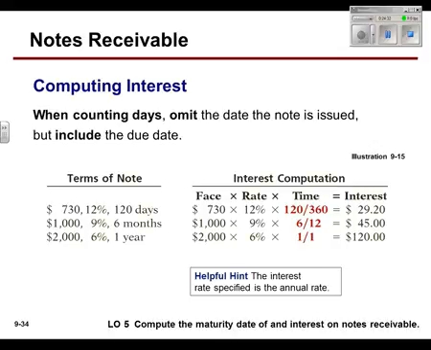Here's where things get a little bit tricky. Bankers and loan operations people have computer systems that do this for them. You're going to do it all by hand. To figure out days, this is really, really important. You always omit the date that the note is issued, but you include its due date.